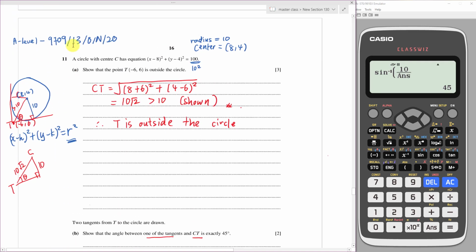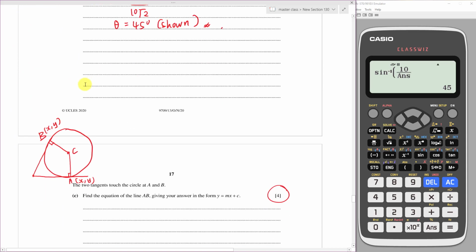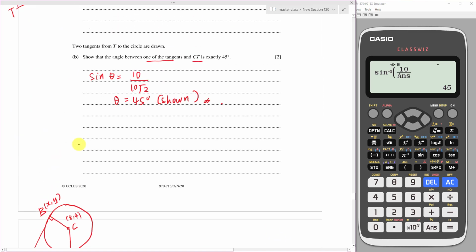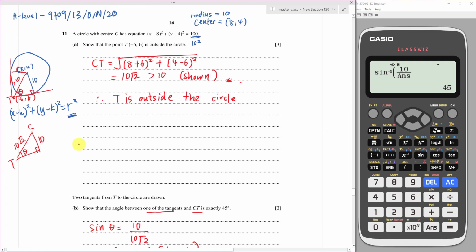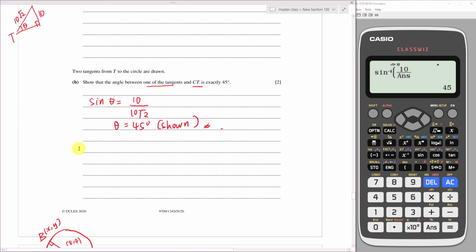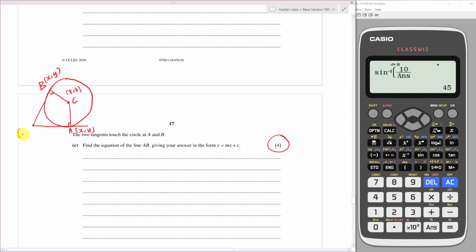Center is 8, 4. Okay, let me rewrite the information here, so it's easier for me to do the discussion. And then we have T, which is negative 6, 6. So this one is negative 6, 6. Alright, since both of these are tangent points, at least one piece of information I know is 90 degrees. So 90 degrees, I'm going to use this information.